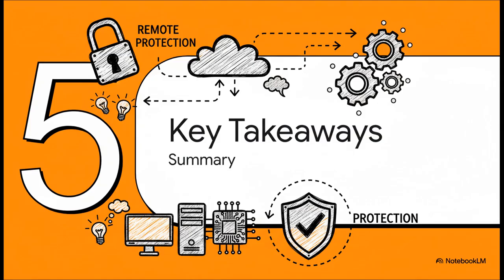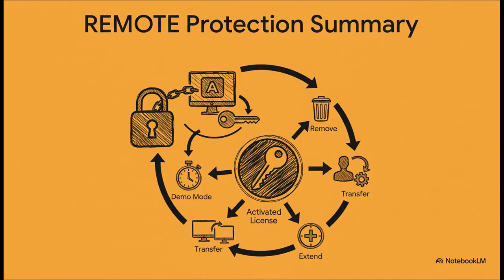All right, we have covered a ton of ground. Let's wrap things up with a quick summary of the most important things to remember about remote protection. So, in a nutshell, you lock your app to a machine using a unique digital fingerprint. The user activates it by trading those IDs for a special code. You can offer a flexible try-before-you-buy period with demo mode. And once it's activated, you have a whole suite of tools to manage that license, whether you need to remove it, transfer it, limit it, or extend it. It's a complete system for managing the entire license lifecycle.